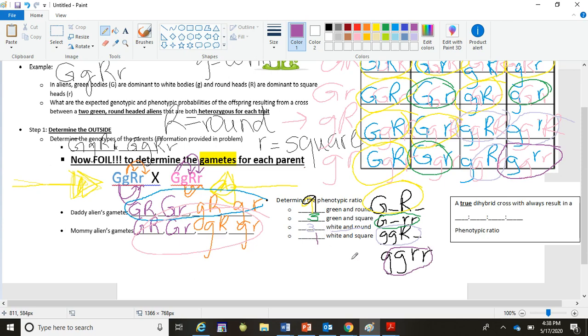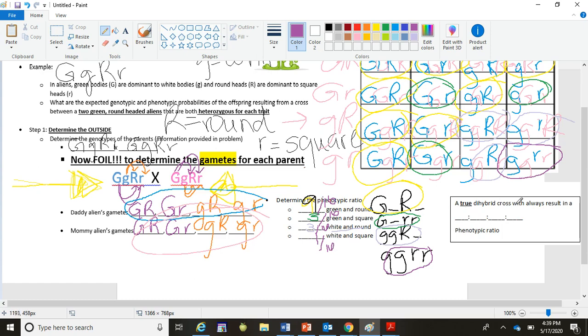So the probability of having an offspring that is green bodied with a round head is 9 out of 16. The probability of having one that has a green body and a square head is 3 out of 16. The probability of having one that has a white body and a round head is also 3 out of 16. And then the probability of having both recessive traits show up is 1 out of 16. So sorry, that's kind of messy.